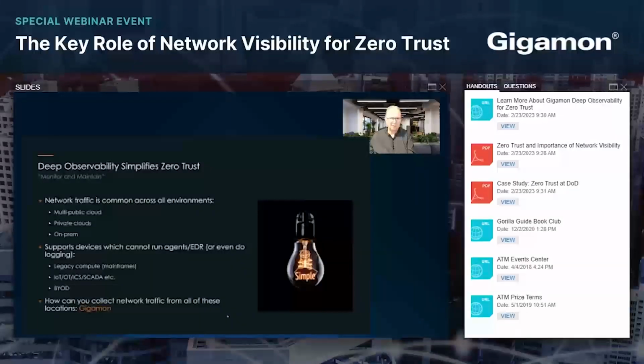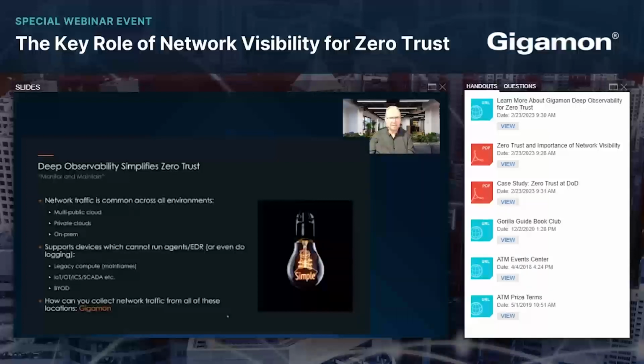So how do you collect traffic? As John said, it used to be difficult. Well, that's what Gigamon's been doing since 2004. We can collect traffic from any network in any environment and feed it to any tool in any environment. That's what Gigamon does. The ability to take that traffic, irrespective of whether it's running in Amazon, in Azure, in Google, in Oracle, whether it's in VMware, whether it's in OpenStack, it doesn't matter.